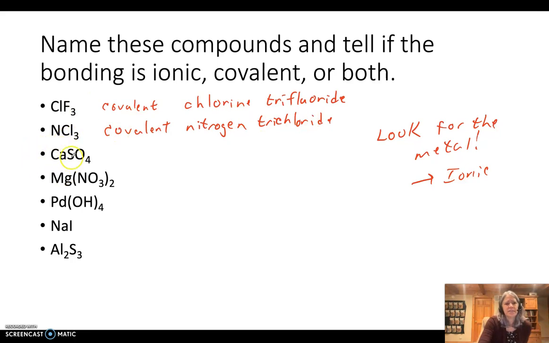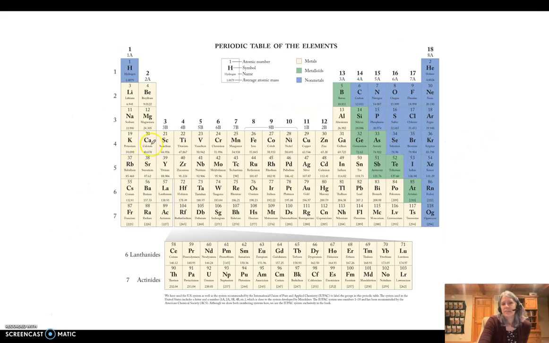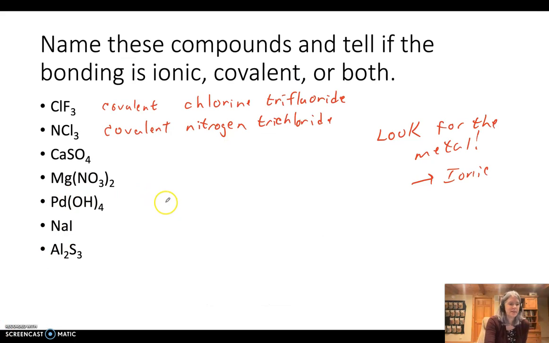How about the next one, Ca? Now I know that to be calcium, and I know that to be in group 2, an alkaline earth metal. Group 2 means it's going to give up 2 electrons to form a calcium plus 2. All right, so when we see that metal in there, we know right away that it's ionic.